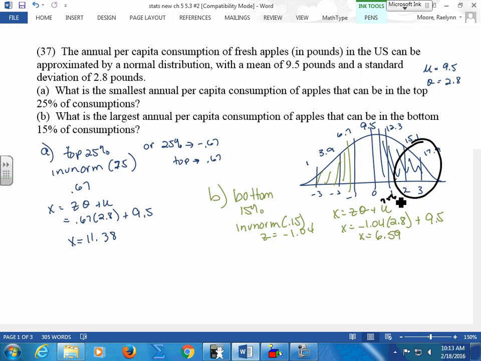Now, here's the difference. Here is my z-score of 0.67. I want the top. If this guy falls at 11.38, and I need to round, and they have decimals, so you absolutely could leave it at 11.38. If you wanted to round this to one decimal place to match theirs, where would I round?